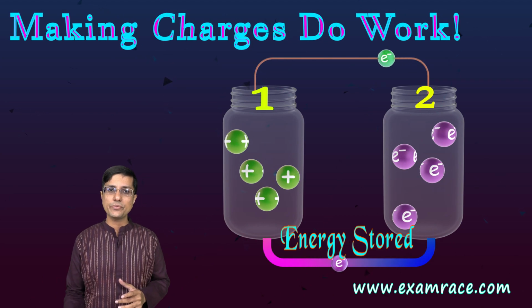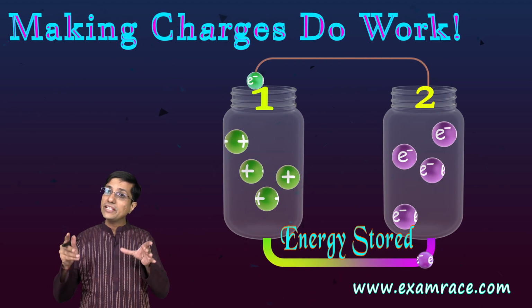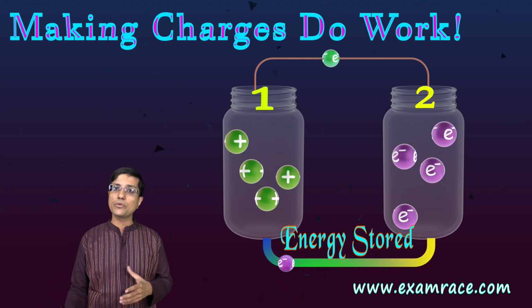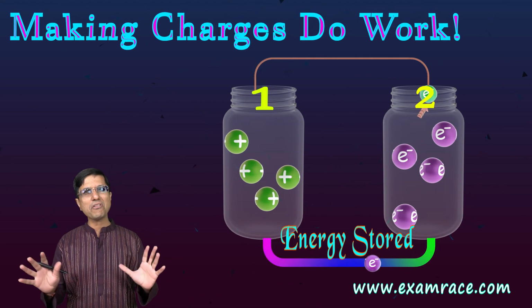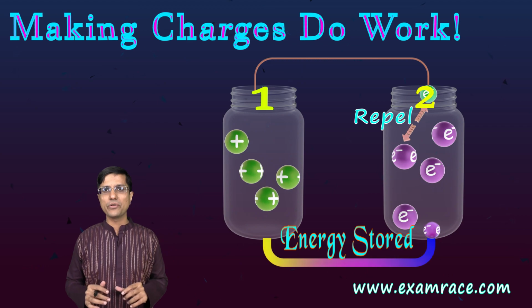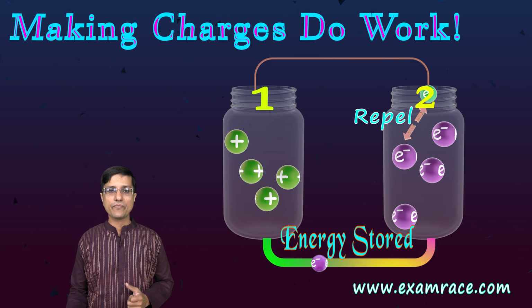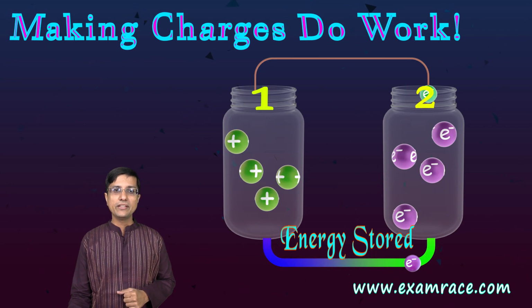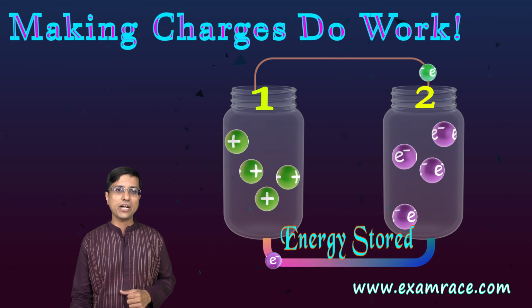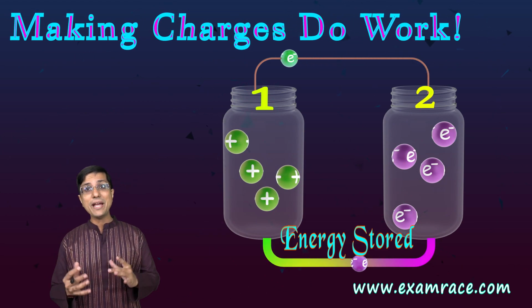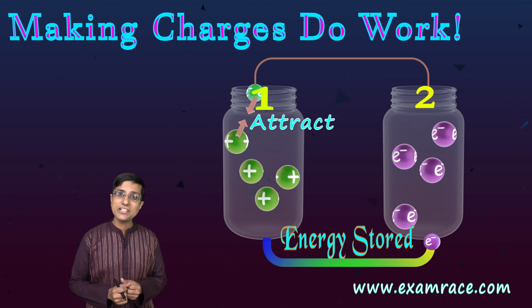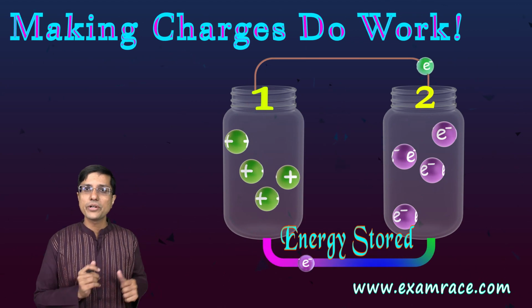As soon as I connect this wire, think about what would happen. Think that you are an electron sitting in jar 2. What would you feel? You will feel a lot of repulsion from all the electrons around you, so you would really try to escape. As soon as I connect this wire, the electrons start escaping from jar 2, and of course they are very happy in jar 1 because there is positive charge there, so they are attracted. So they quickly go into jar 1.